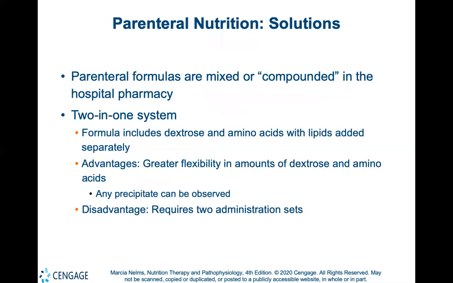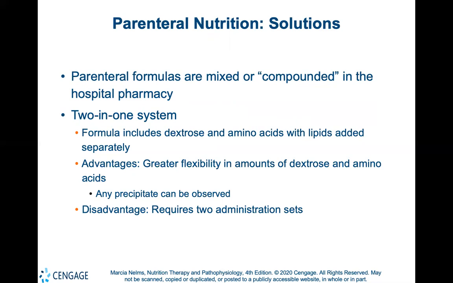Unlike enteral formulas, which are most often purchased in a form appropriate for patient administration, parenteral formulas are mixed or compounded in the hospital pharmacy. The method the pharmacy uses to compound parenteral nutrition preparations is critical to development of the parenteral nutrition prescription. Advantages of this approach include improvements in efficiency and cost effectiveness.